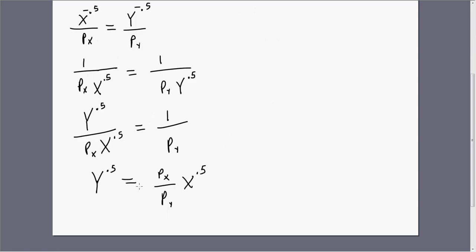You have that. We want to get rid of this square root of Y. We just want Y, so we need to square both sides. We'll get that Y equals P_X divided by P_Y, squared, all multiplied by X. We're not done yet. We're almost there.